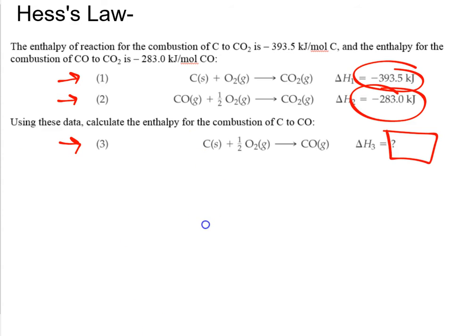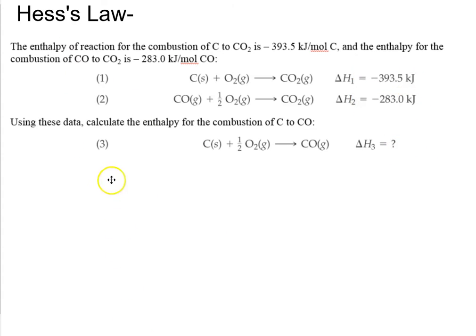What we're going to do with this part of Hess's law is we're going to say I have an overall reaction. I want to know the delta H for carbon reacting with oxygen to make carbon monoxide. I could look that up in a table, but for this example we're going to do it a different way. So I don't know this value, but these two reactions, when added together in the right way, can tell me this overall reaction as well.